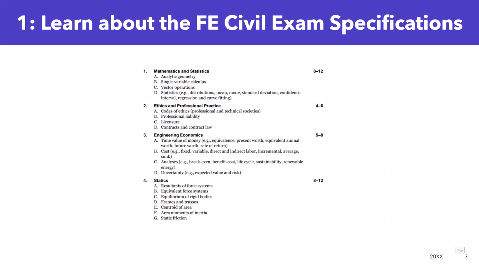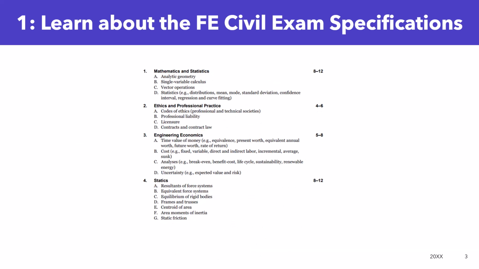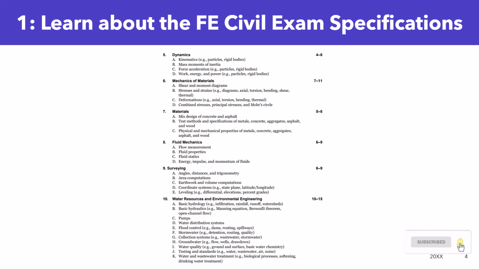So if we go here, we can see that these are the FE civil exam specifications, and it's going to be covering 14 different topics and have about 110 questions. And this is the question range for each topic. So for mathematics and statistics, there's going to be 8 to 12 questions on the exam. Ethics and professional practice, there's 4 to 6. In economics, there's 5 to 8. Statics, there's going to be about 8 to 12. Dynamics, 4 to 6. Mechanics of materials, 7 to 11. Materials, 5 through 8. Fluid mechanics, 6 through 9.